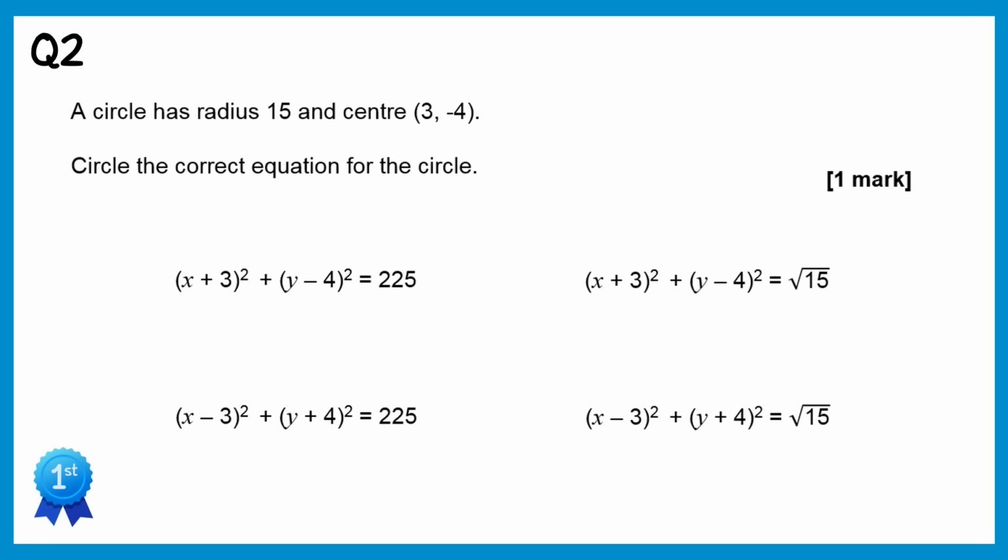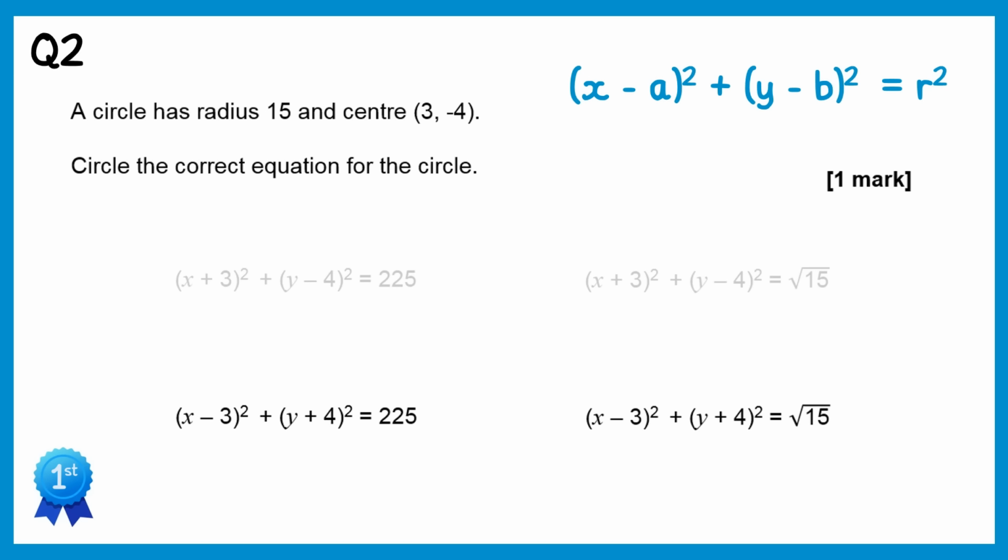For this question, we'll look at the general equation of a circle. This circle would have centre (a, b) and have radius r. So if we look at the centre we have here, 3, negative 4, the numbers that go in the brackets would be the opposite signs of these, so negative 3 and positive 4. This means we can rule out the top two answers.